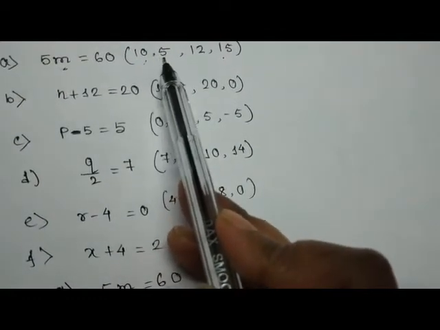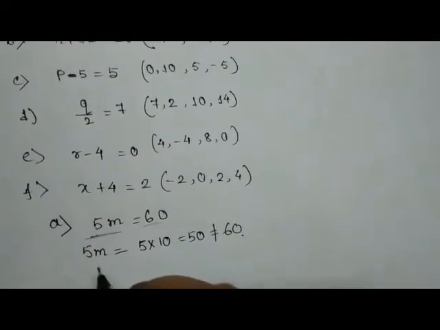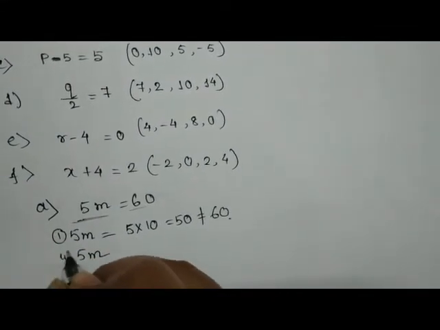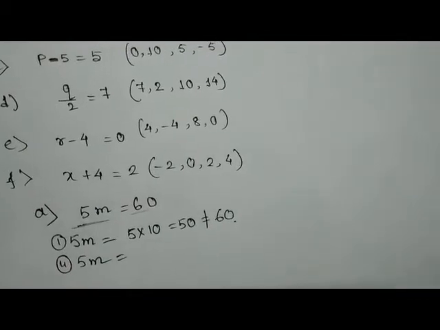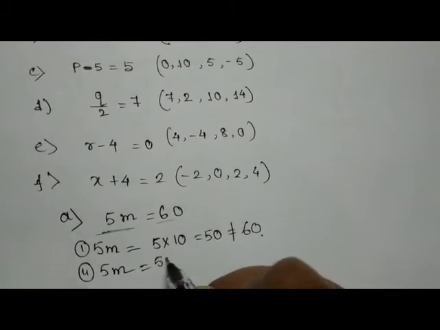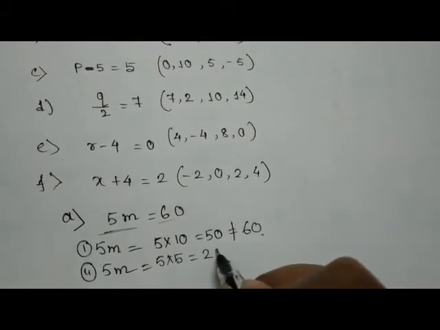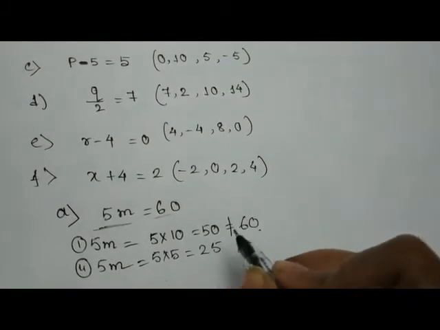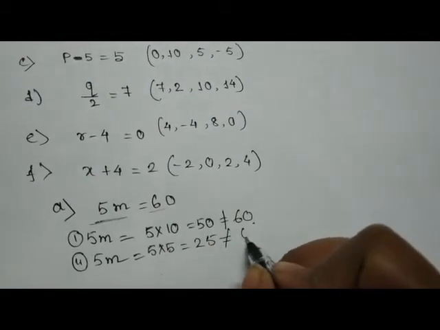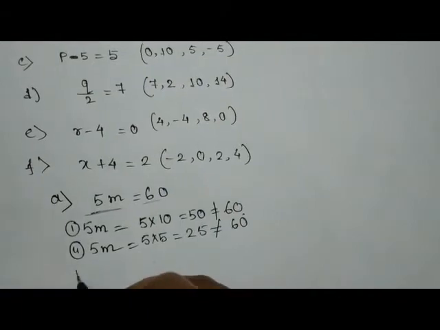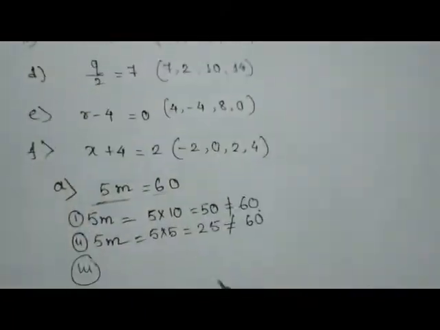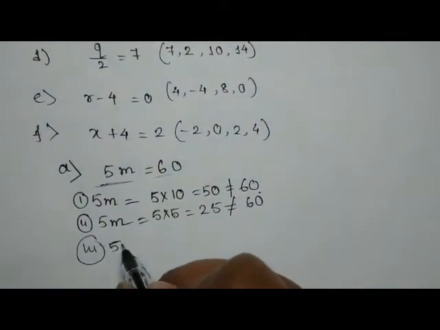Now let us check with this number. So 5m is equal to 5 into 5, which is 25, and 25 is also not equal to the right hand side, which is 60. Now next we have in the bracket 12. So we will put 12 in place of m.